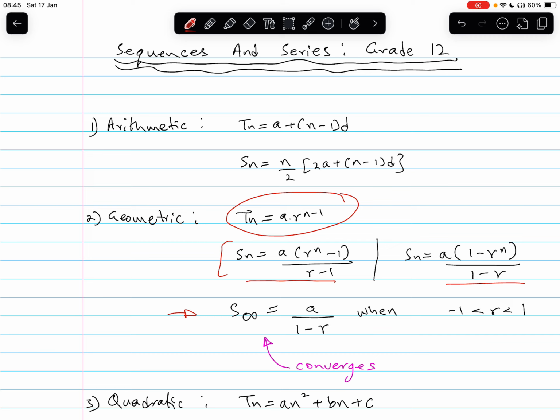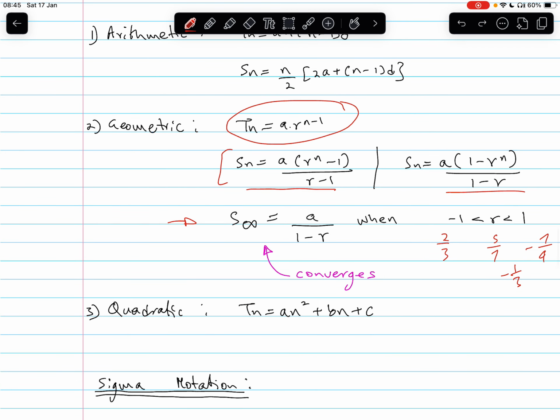Whenever your value of r is something like 2 over 3, 5 over 7, negative 7 over 9, negative 1 over 3, all these values are between -1 and +1. So then you can calculate the sum to infinity, right? And that type of series, we say it converges. It converges to the value that you get when you plug into the formula for sum to infinity.